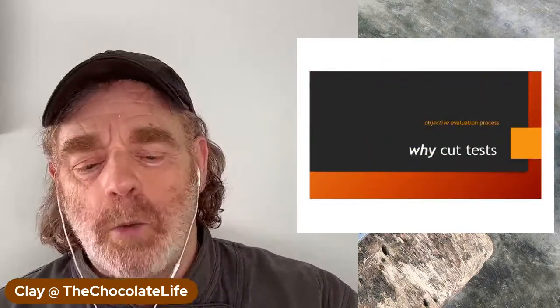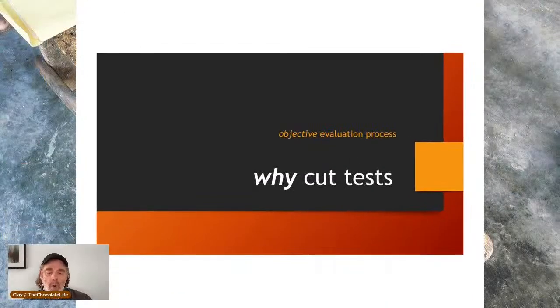So what I want to do is start off with this fundamental question: why cut tests? A cut test is a visual observation of characteristics of cocoa beans. These characteristics that we can see with our eyes are ones that we would think of as objective defects in cocoa beans. We're looking at the cut test as a quick screening tool to be able to either accept or reject beans based on some observable characteristics.